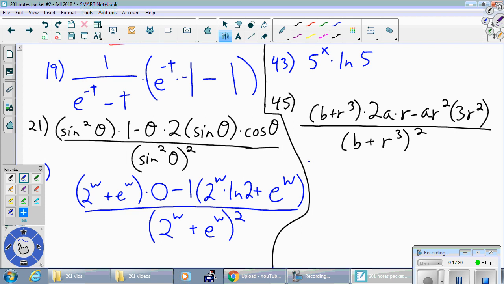Okay, 47. Arctan of 2 over x, that's arctan of stuff, which is 1 over 1 plus the stuff squared. Stuff is 2 over x, times the derivative of the stuff.